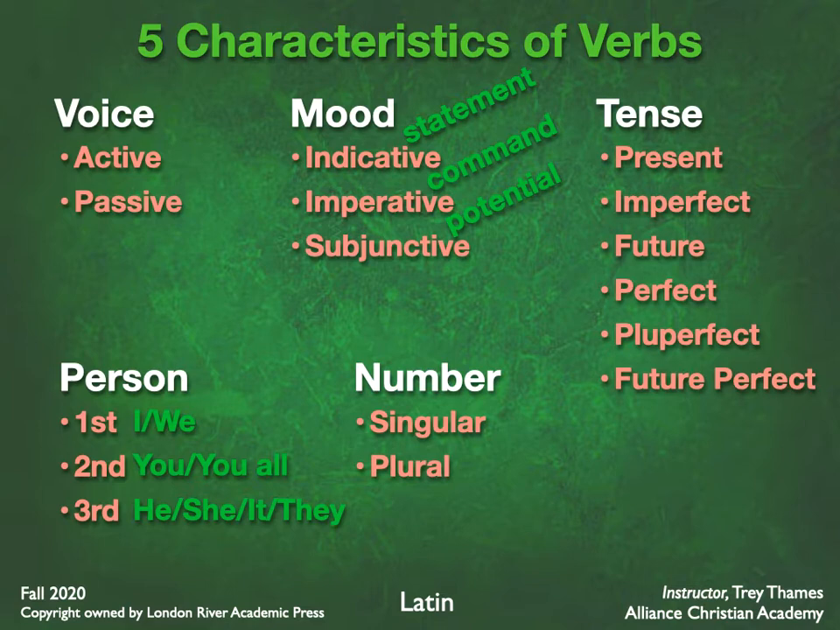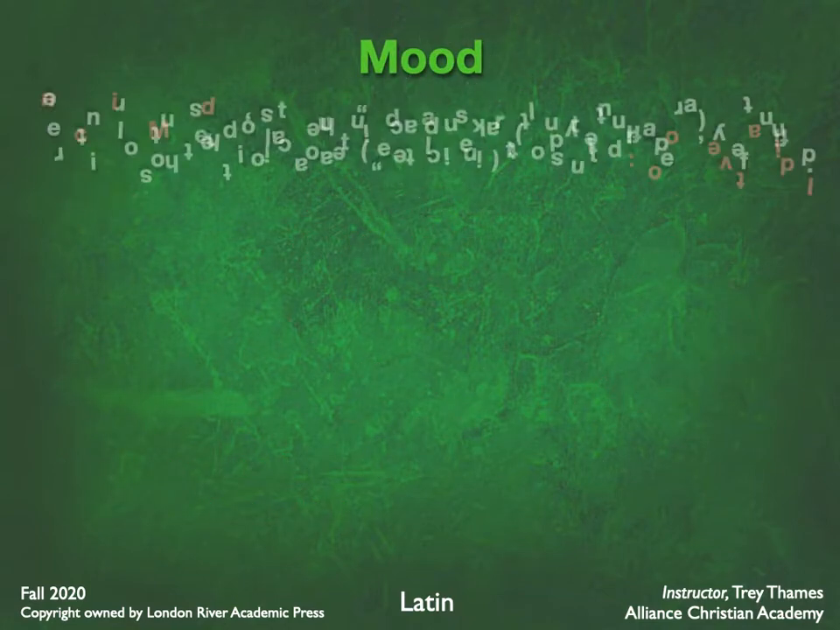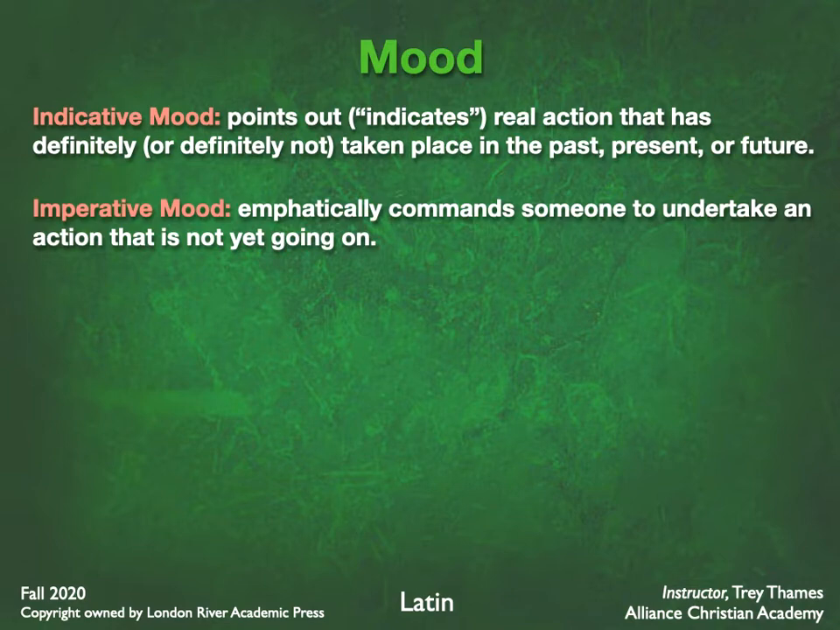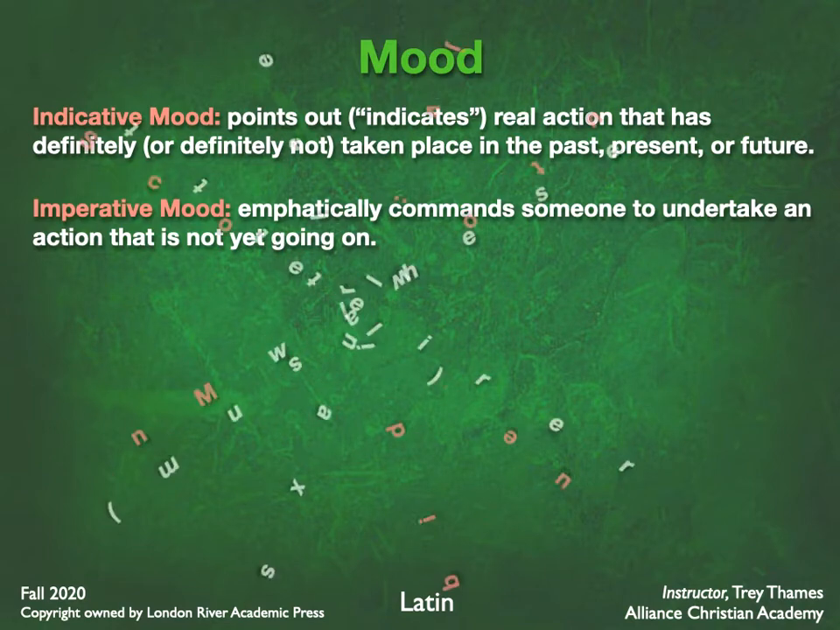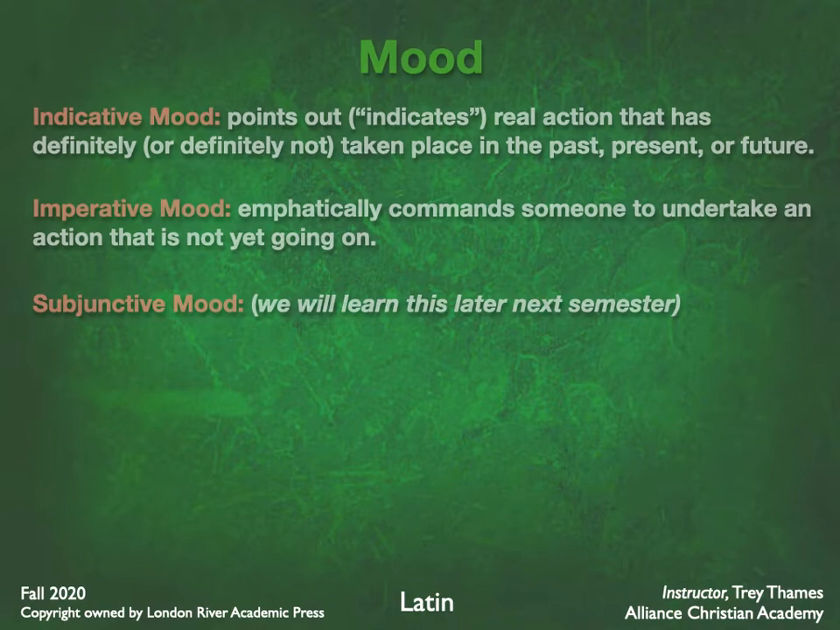Every verb has these characteristics, and you learned all of these characteristics last year. The one exception would be subjunctive, and again, you'll learn that second semester, so we won't talk about that right now. So mood, just as a reminder what mood is, it's indicative. Mood is the pointing out. It's a statement. It's a pointing out action that's happening or not happening. And imperative, of course, is your commands. Subjunctive is something, again, we'll learn next semester, so don't worry about it.